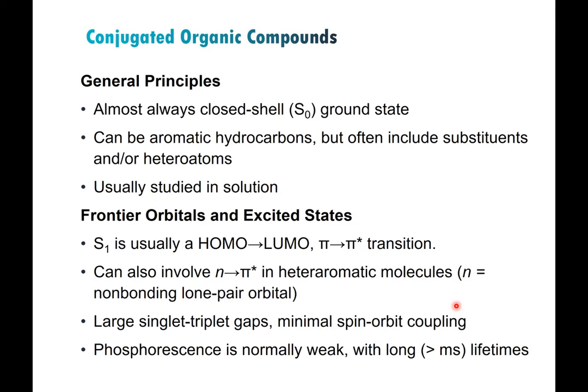And because they emit via fluorescence, these are the types of compounds where you're most often going to see that nice mirror image and overlapping between the absorption and the emission bands that we talked about before, and how that can allow you to determine E00 and other things.